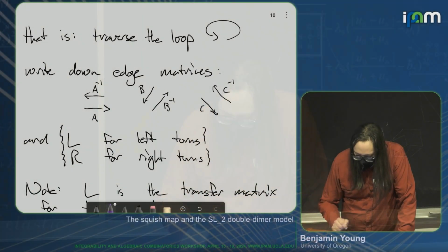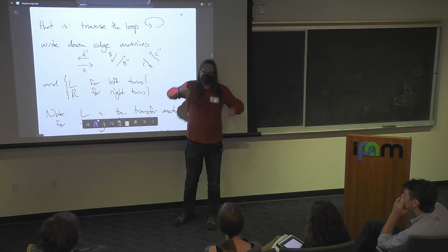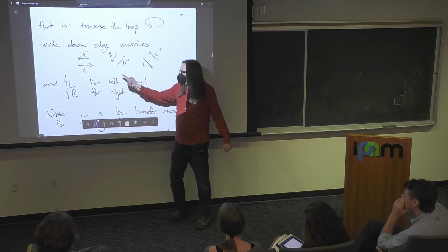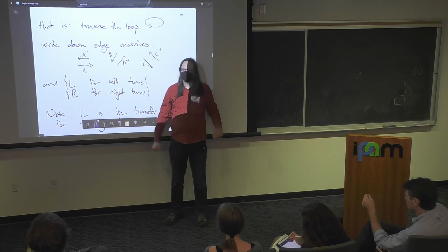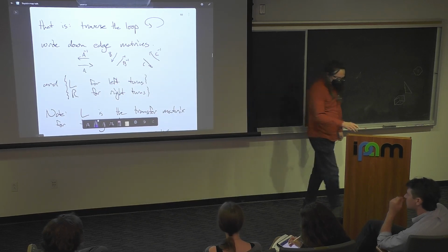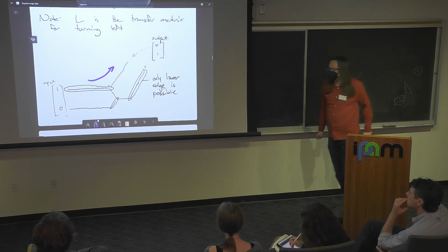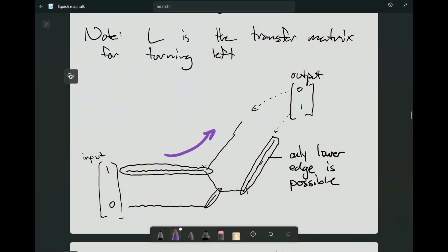Yeah, so here I basically just wrote down what I just said. We're going to traverse the loop counterclockwise and write down this prescription exactly, A or A inverse, et cetera, and then L or R when I turn left and right. The observation here is that L is actually the transfer matrix for turning left. So you could imagine writing down a vector that's going to tally up the contribution so far from traversing the loop.